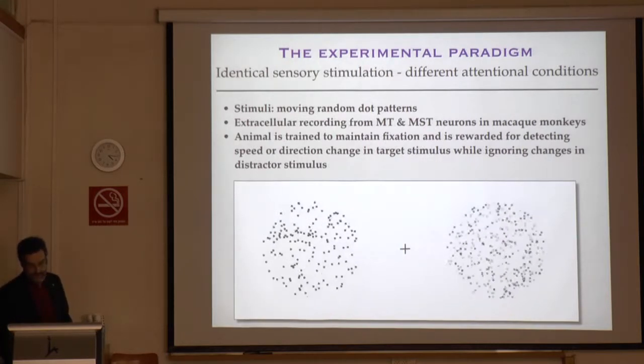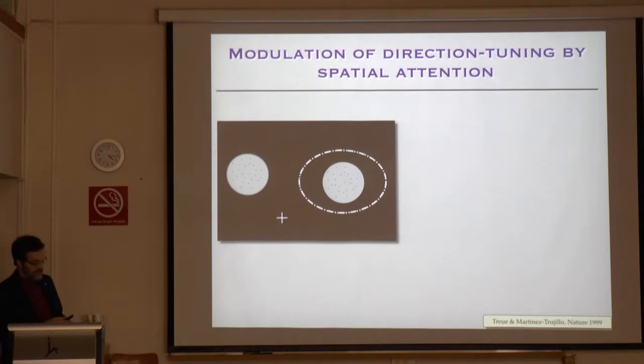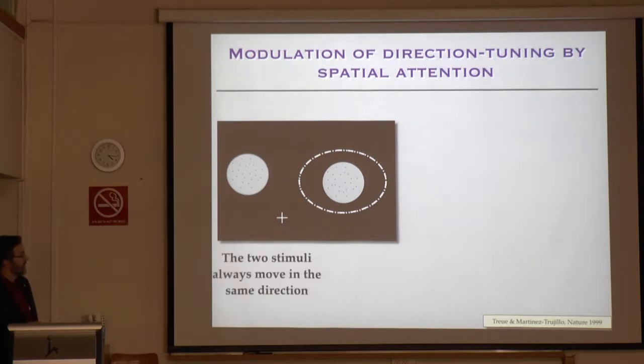So let's look at what happens if you take this scenario here and you place one of the stimuli in the receptive field of an MT neuron. So here's a symbolic representation of this. Again, fixation point. This would be the receptive field of a given neuron. These would be the two stimuli presented. And you can now recover the tuning curve of these neurons by showing different directions of motion inside of the receptive field. So in this particular experiment, the two stimuli always move in the same direction.